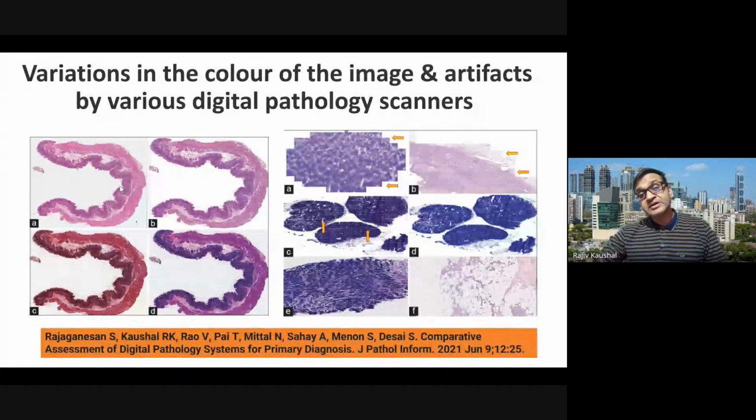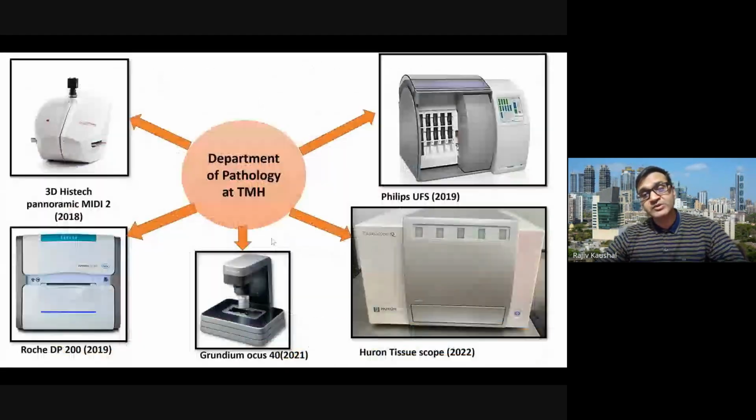And in addition, no system is perfect, and you can get some artifacts. These are the various types of artifacts which are produced by the scanners. So the system should have as few artifacts as possible, because if you start using it for primary diagnosis, then you can't say that the error in my report was due to this particular artifact.